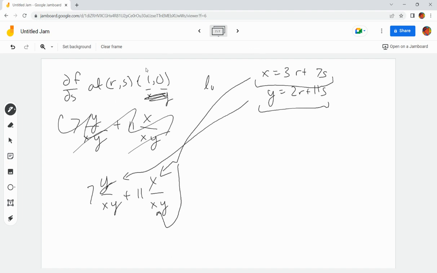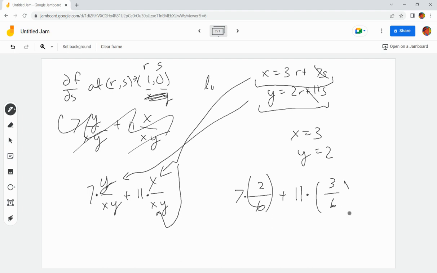But if you notice here, this is not it. This is R and S, right? So if I can cancel that out, basically to say x equal 3 and y equal 2, well, that makes things easier. 7 multiplied by y is 2, and then 6 on the bottom. Should be a multiplication here. I forgot. I should probably put that there. 11, or just do parentheses. 3 multiplied by 6, which is 1/2. So it's 11/2 plus 14 divided by 6.